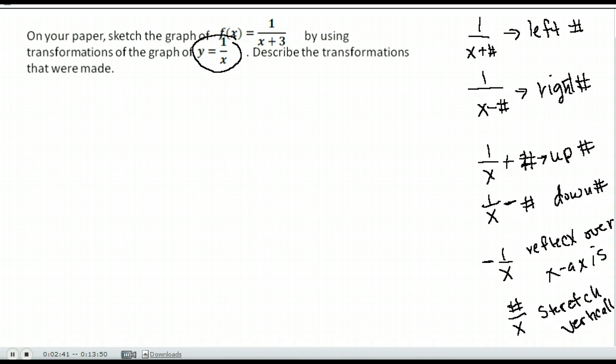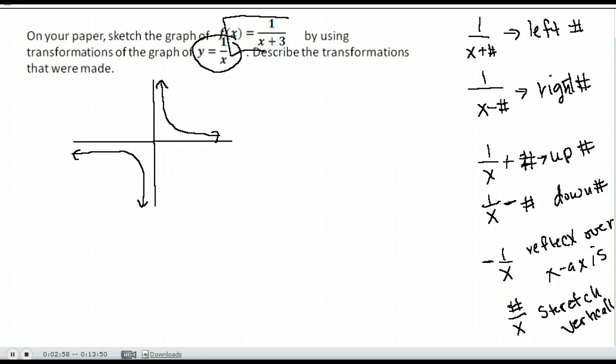So they're asking us to use transformations of the function y equals 1 over x, which typically, the basic function looks something like this. That's what the basic function looks like. We're doing transformations on that. So as we look at this, notice there's a plus 3 down here, which, when we add something in the denominator, is going to move it to the left 3.